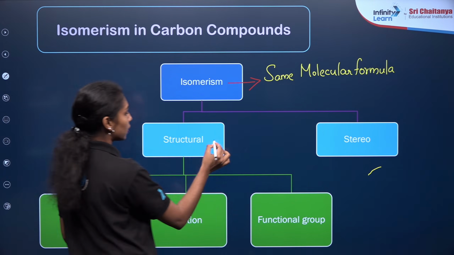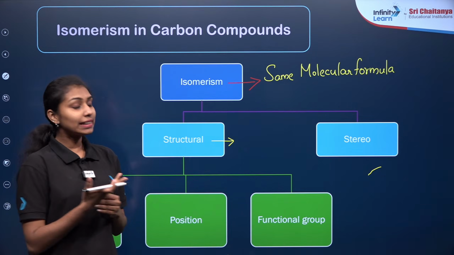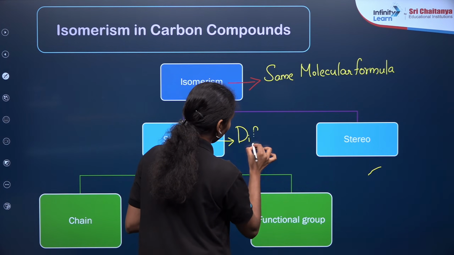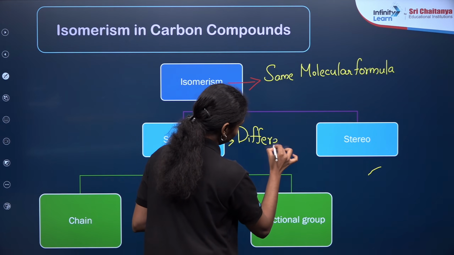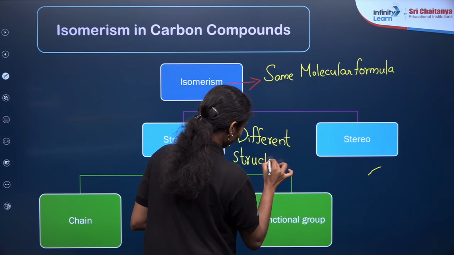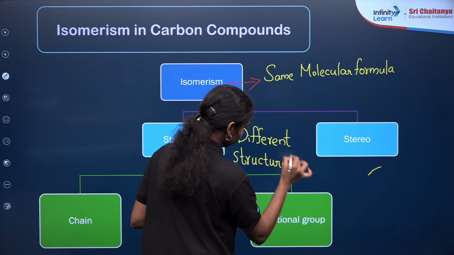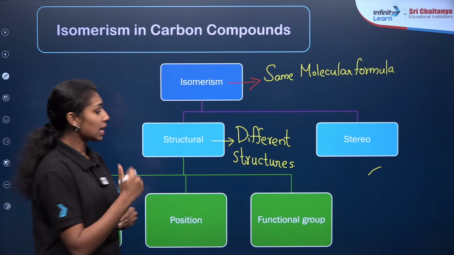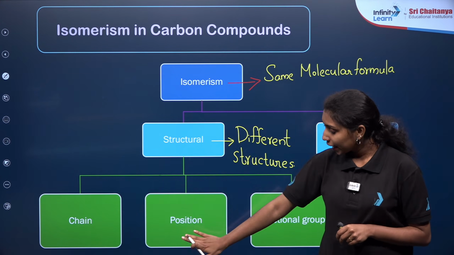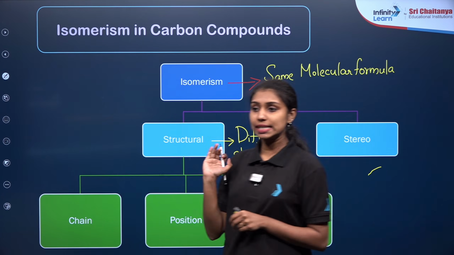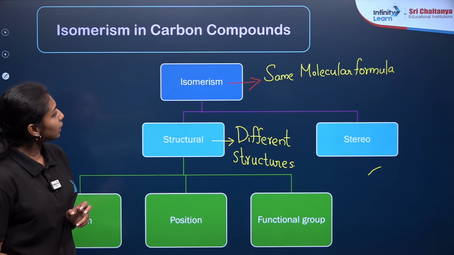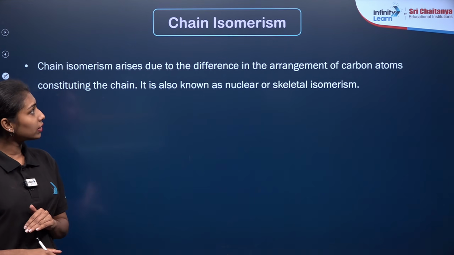What is the difference in structural isomerism? Obviously, they have the same molecular formula, but they have different structures. That's why they are known as structural isomers. These structural isomers are again divided into three types. First, chain isomerism. Second, position isomerism. And third, functional isomerism. So let us see the chain, position and functional isomerism in detail. Let us start with chain isomerism.